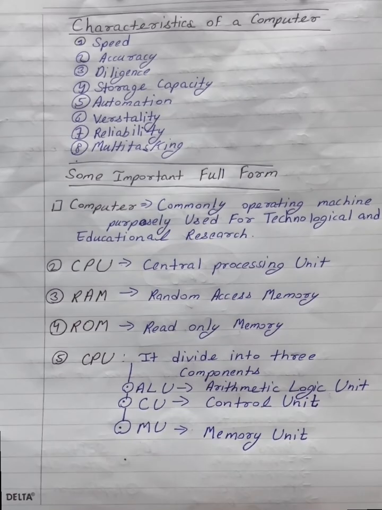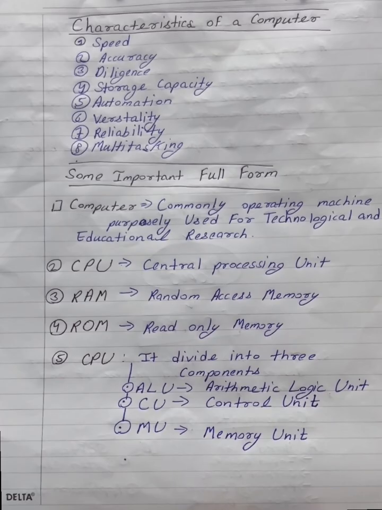Next is RAM. RAM stands for Random Access Memory. It is the primary memory of a computer that temporarily stores data and instructions which are currently being used by the CPU, and it allows computers to access information quickly and efficiently. It is called volatile memory because its contents are lost when the computer is switched off.